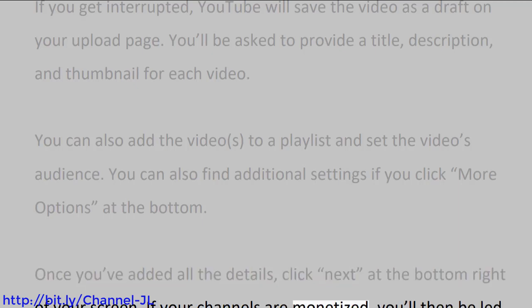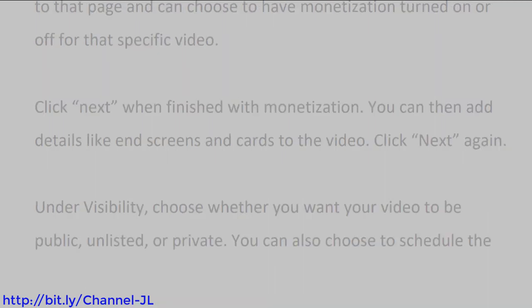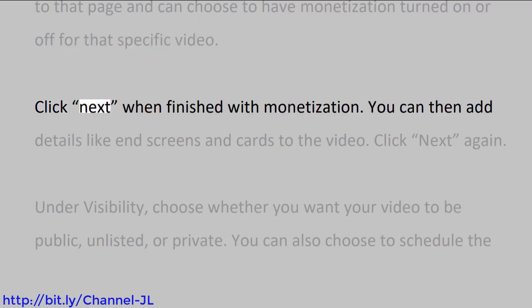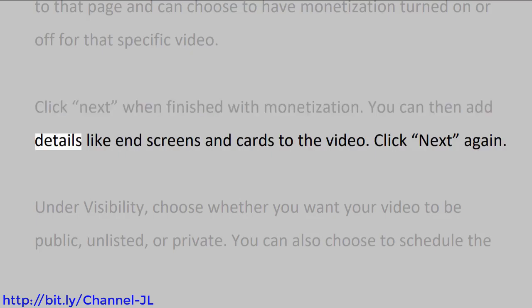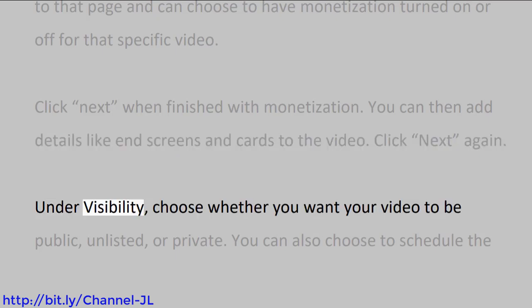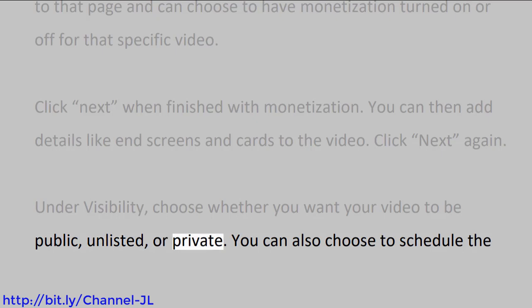If your channels are monetized, you'll then be led to that page and can choose to have monetization turned on or off for that specific video. Click Next when finished with monetization. You can then add details like end screens and cards to the video. Click Next again. Under Visibility, choose whether you want your video to be public, unlisted, or private.